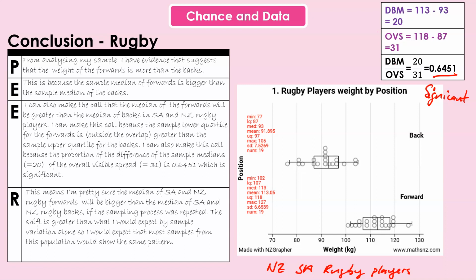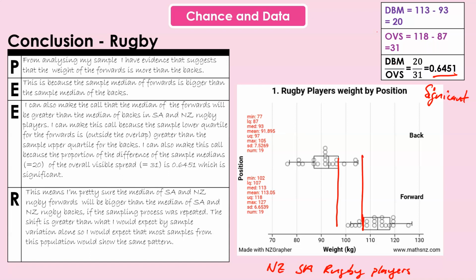So from analysing my sample, I have evidence that suggests that the weight of forwards is more than the backs. This is because the sample median for the forwards is bigger than the sample median of the backs. I can also make the call that the median of the forwards will be greater than the median of the backs in South Africa and New Zealand rugby players. I can make this call because the lower quartile of the forwards is outside the upper quartile of the backs, it's greater than the upper quartile of the backs.